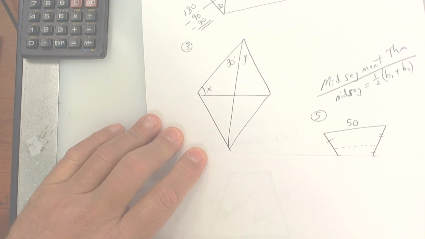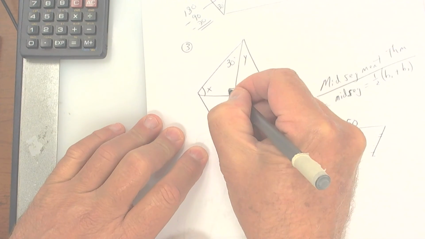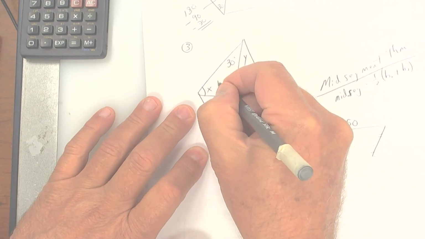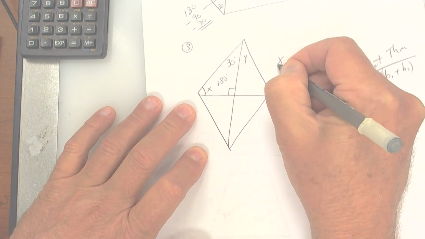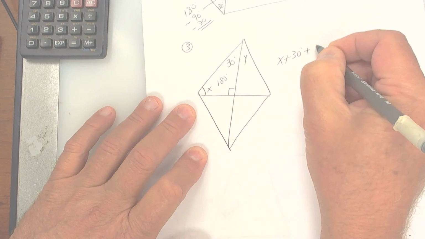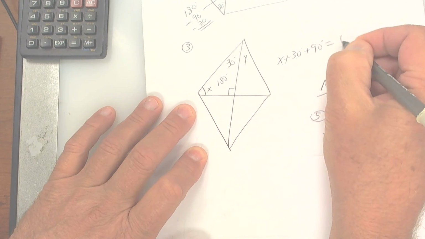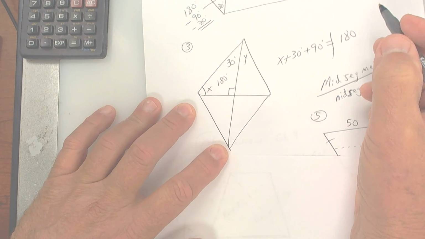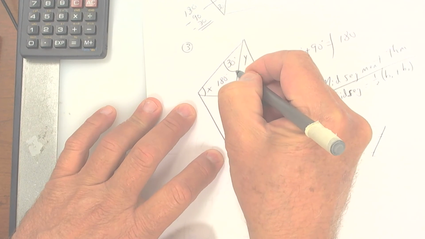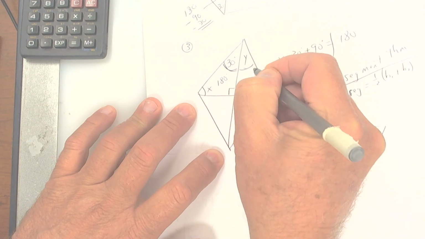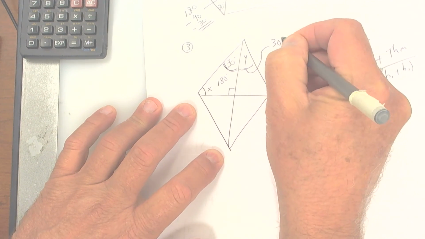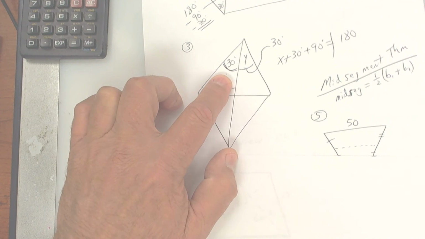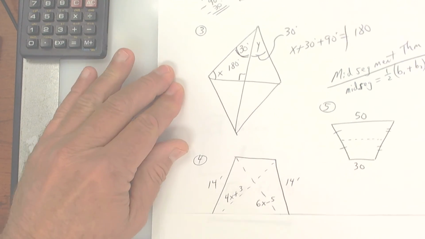Draw that diagram. This is 90 degrees. It's not a very good looking kite. So you're going to add all this up and set it equal to 180. So x plus 30 plus 90 is equal to 180, and then you're going to solve that, and that's going to give you x. What another property of a kite is, this angle here is equal to that angle. So angle y is 30 degrees. Okay, so that upper angle is split, or it's bisected is the word.